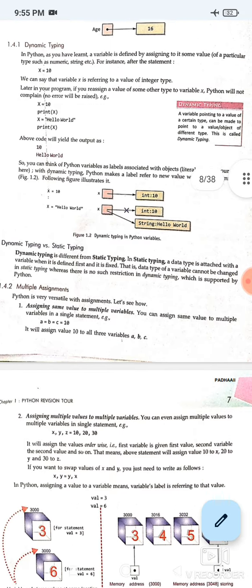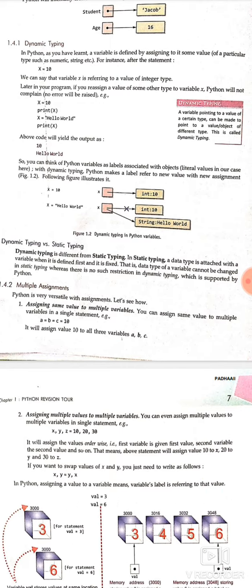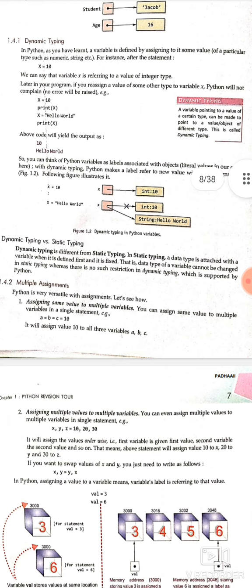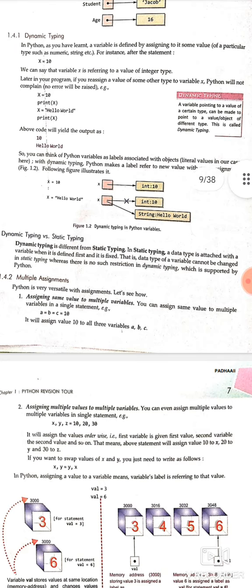Dynamic typing versus static typing. Dynamic typing is different from static typing. In static typing, a data type is attached to a variable when it is first defined and it is fixed. So initially when you define the variable and fix it to that type, that is static typing. That is, the data type of the variable cannot be changed in static typing, whereas there is no such restriction in dynamic typing. Okay, so if a value cannot be changed, then that is static.